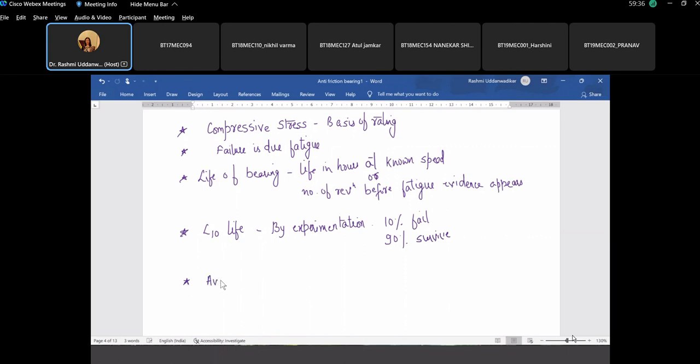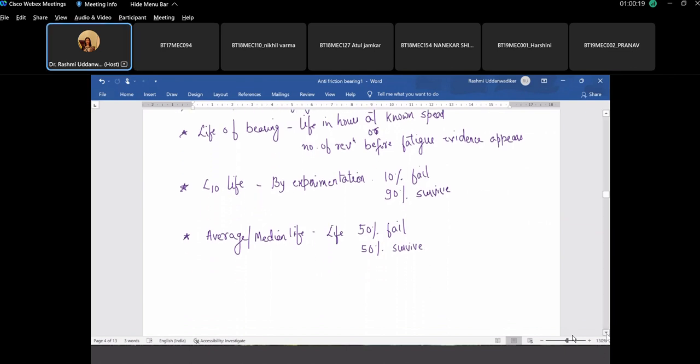And another is average life, or median life. Again, by experimentation, tested in identical conditions, the life at which 50% of bearings would fail and the other 50% would survive. Which life would be more? Which one would be greater, average life or L10 life? Average life. Because it is allowing 50% of the bearings to fail, this average life or the median life will be almost 5 times the L10 life.